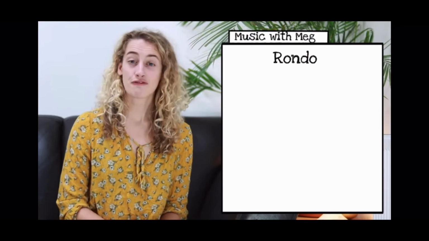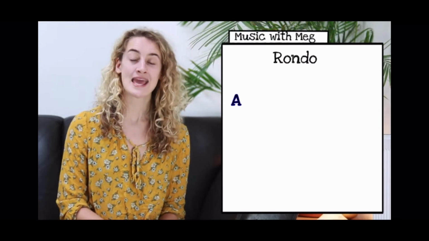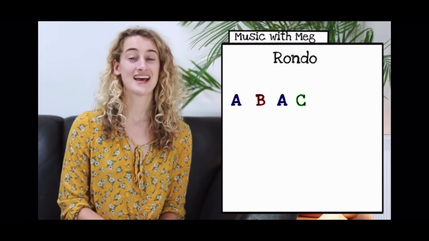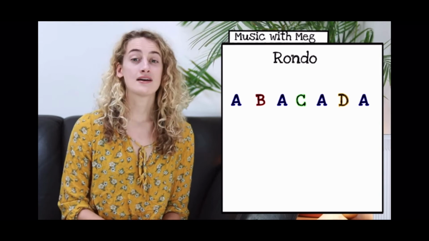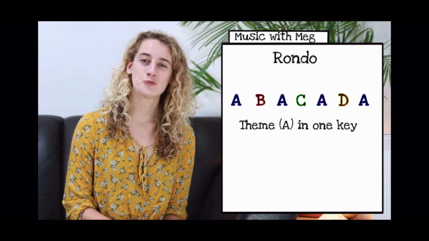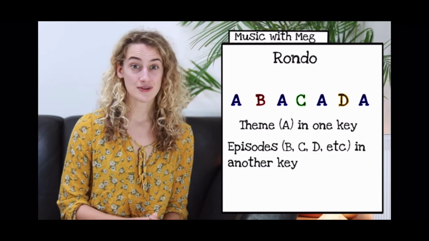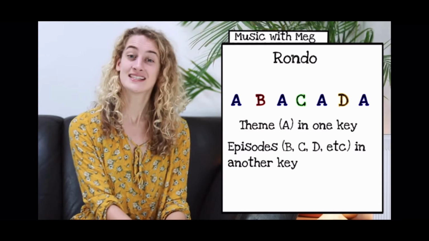Let's recap what we learnt today. We learnt that a rondo is a form of music and that it follows the structure A, B, A, C, A, D, A, and so on. We learnt that the theme, A, is usually in one key, and the episodes that come in between usually are in a different key to the theme.